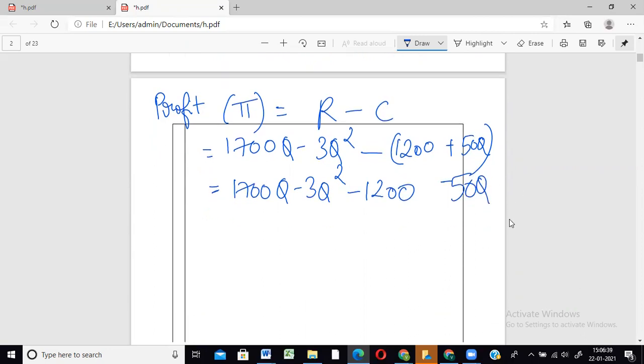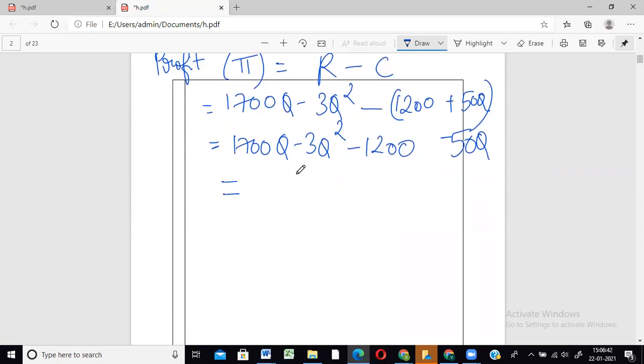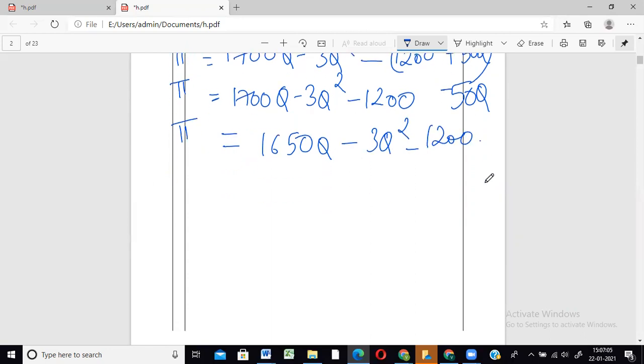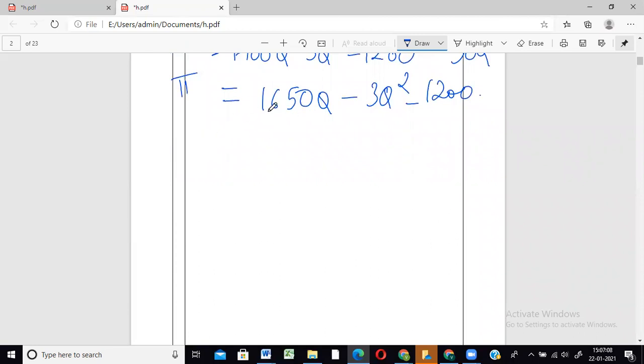Okay. So what do we get after this is, here we have this thing is 3Q square and this is just a number. So these are the two terms which are involving Q. So we can subtract 1700 minus 50. So that gives me 1650. So this everything is pi. 1650Q minus 3Q square minus 1200. Okay. So right, this is your profit function, correct? So we have the profit function.